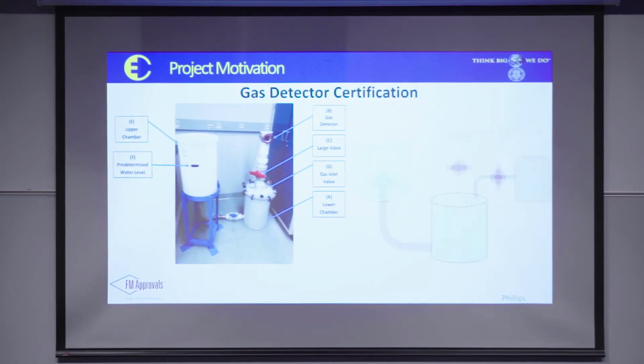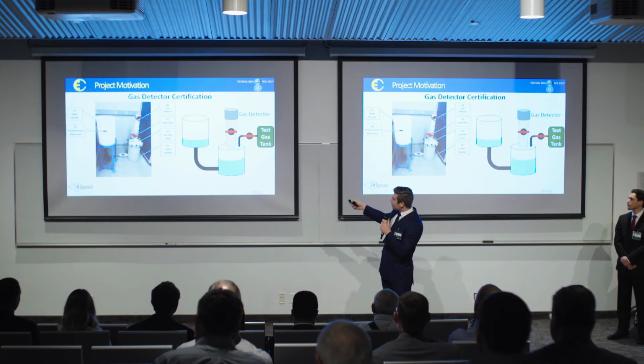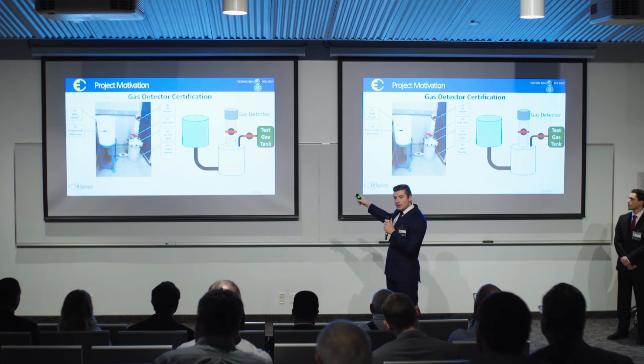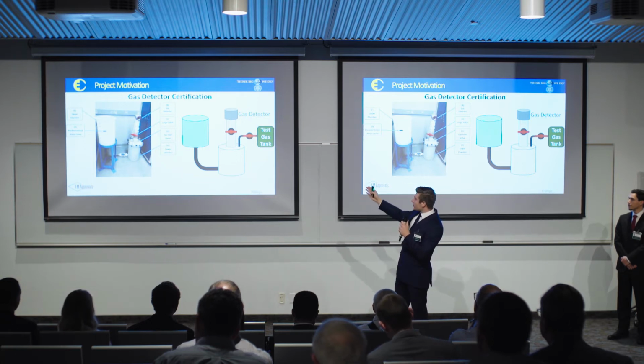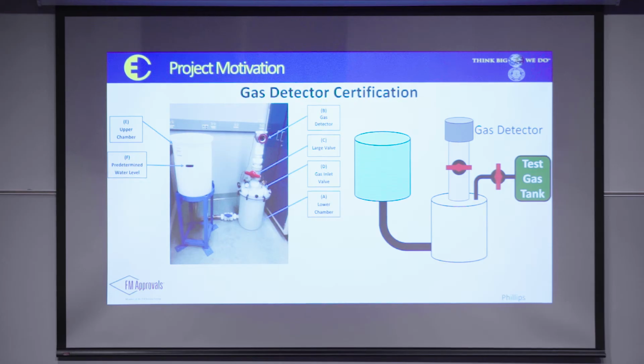For a little animation on how this works, you have the test gas tank here, and you have the valve. You will open the valve, allowing the test gas to go into the lower chamber. When the gas goes in the lower chamber, the water level goes down from the lower and up to the upper chamber. Once you reach a certain level, you want to close that manual valve. Then, when you're ready to start the testing process and allow the test gas to go to the gas detector, you want to open the large valve, allowing the water to go down and the gas to go up to the gas detector.